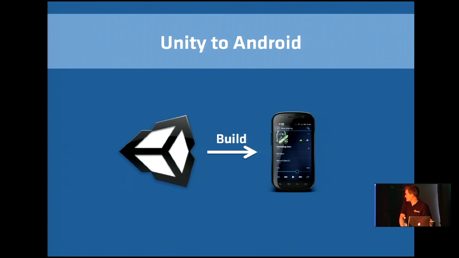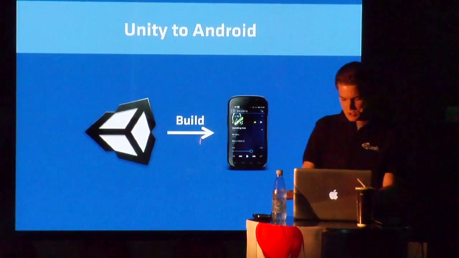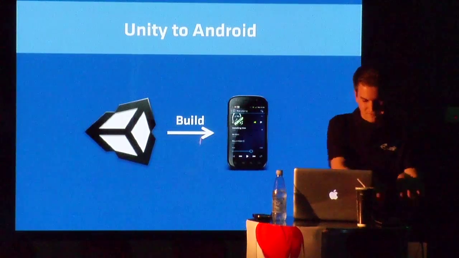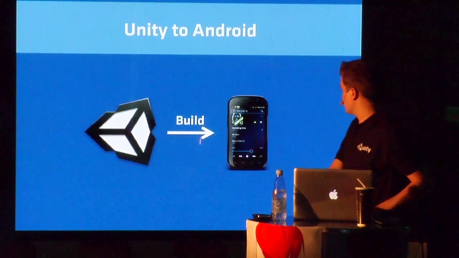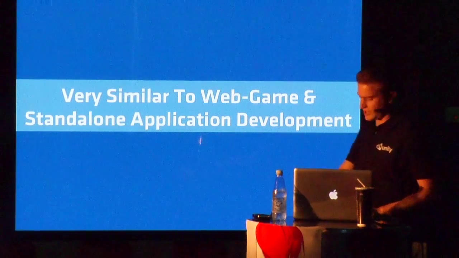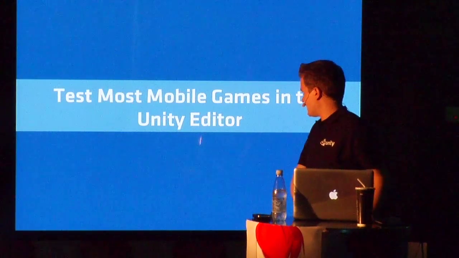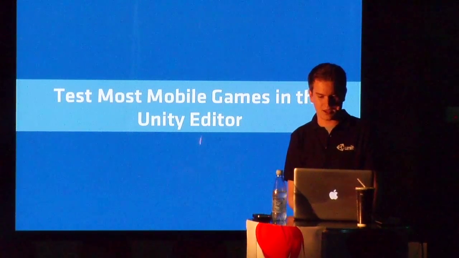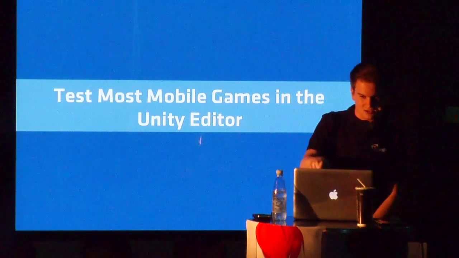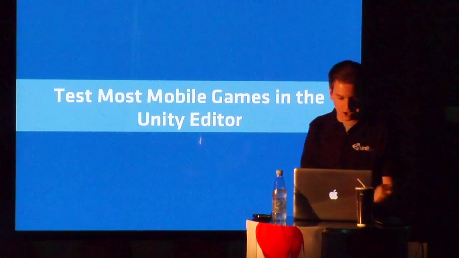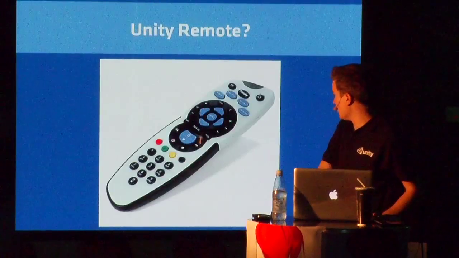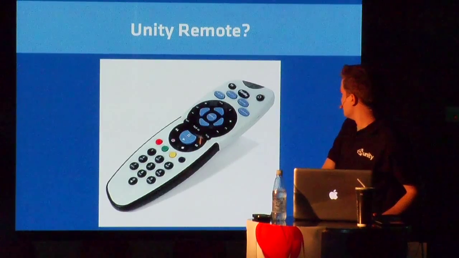So the first thing that I tell people is they always go, right, so making something for desktop, we have mouse and keys and stuff, that's very different from a screen, you know. And I said, no, it's actually very similar to web game or standalone application development. And you can test most mobile games in the Unity editor. And a lot of people are quite puzzled by that. It's like, well, so they've released touchscreens for Macs or something like that? And I'm like, no, you can use a thing called Unity Remote.